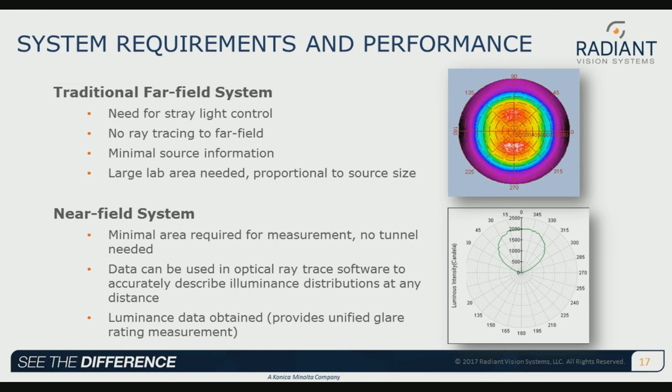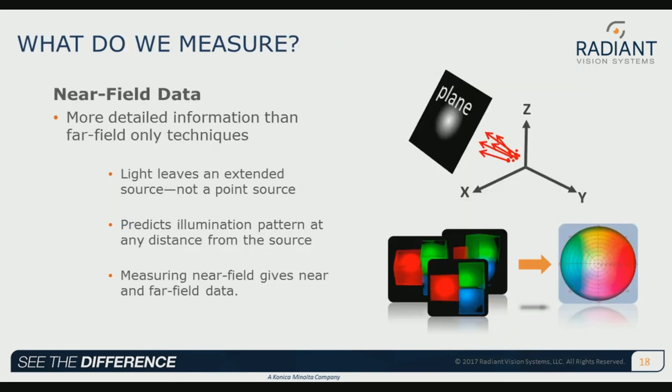So rather than just at an infinite distance away from the source, you can see the illuminance pattern at an arbitrary distance from the source. Perhaps you wanted to see it a meter away from the device. You could test that and then move it as well, simulate as well as 5 meters away. You could test that and see how the distribution changes between those two distances. You're also going to get the luminance data, so we can even provide a glare rating for your light source over angle as well.